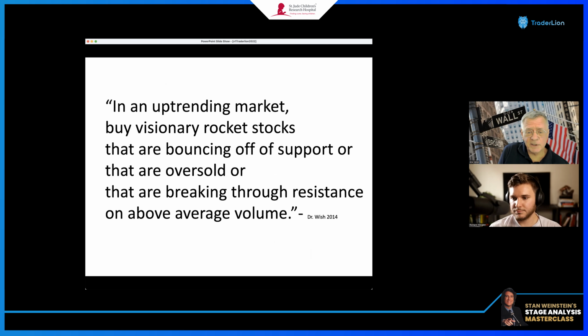All right, this is what I teach. The mantra of the course is: in an uptrending market, buy visionary rocket stocks that are bouncing off of support, or that are oversold, or that are breaking through resistance on above average volume. When you think about it, almost all of these people were making money with these technical setups. They're picking stocks that have climbed, rested, formed the base, and then break out.